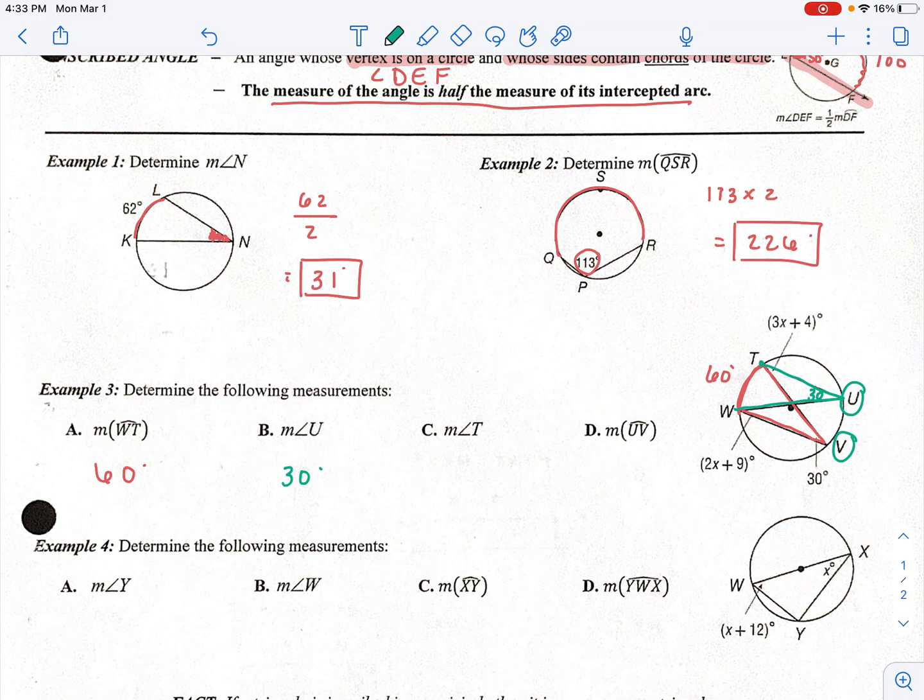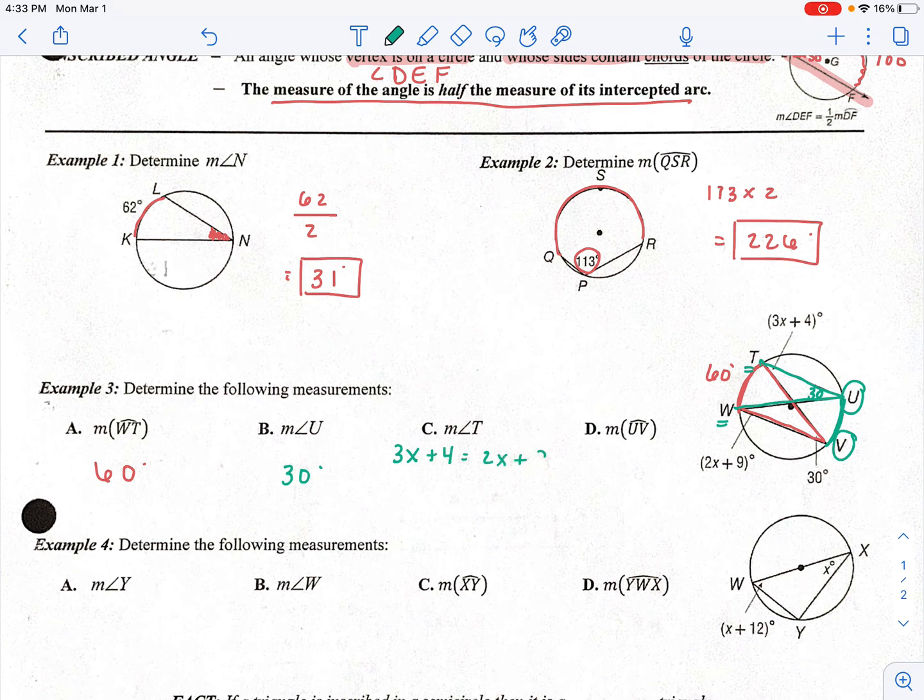Now they want us to find angle T. All right, in order to find angle T, they give us the 3x plus 4. We actually have to solve for x. And knowing this, if U and V are the same, that means W and T are the same because they share that exact same arc over here. So I could say 3x plus 4 equals 2x plus 9. I'm going to subtract that 2x over and subtract that 4 over, so I get x equals 5. If I plug that in, 5 times 3 is 15. 15 plus 4, so I know the measurement of angle T is 19 degrees.